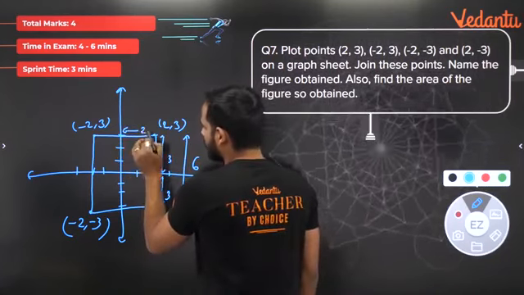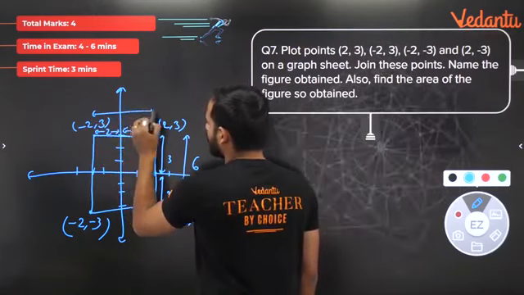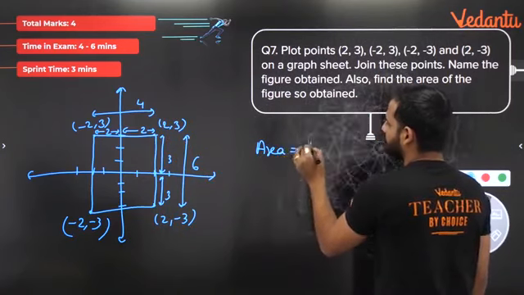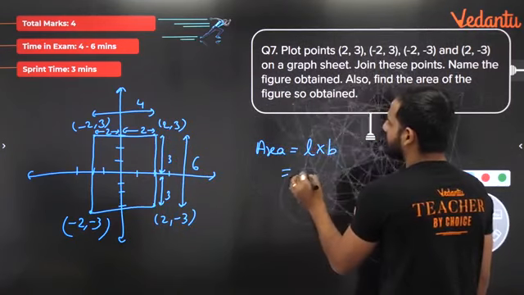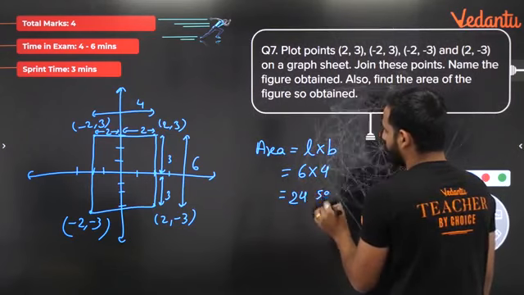From here to here this distance is 2. From here to here this distance is 2. So overall this distance will be equal to 4. So area of a rectangle is what? L into B, which is equal to 6 into 4, which is 24 square units.